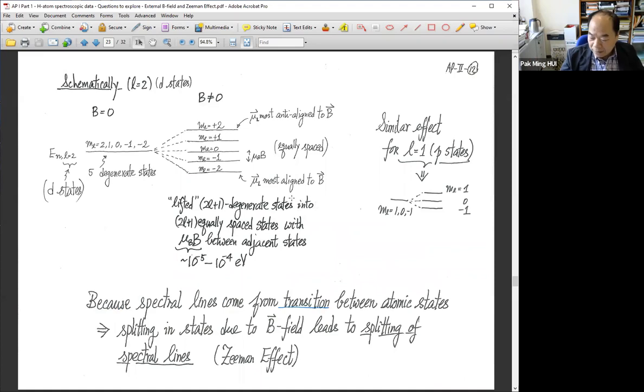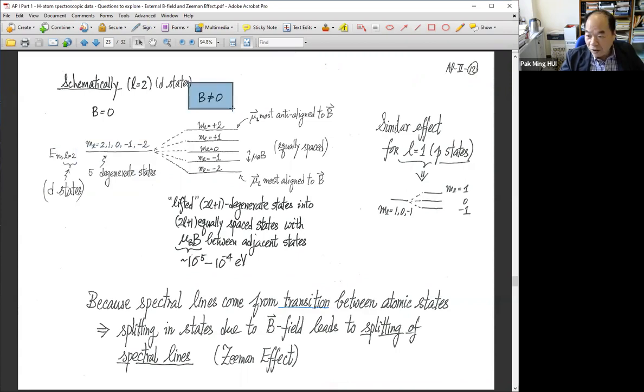So let's get the physical sense of the problem. This example is a D state, L equals 2. If you don't have a B field, the energy would have at least five-fold degeneracy because ML is 2, 1, 0, minus 1, minus 2. For example, this is 3D, N equals 3, L equals 2, the 3D state. You will have all these five D states degenerate.